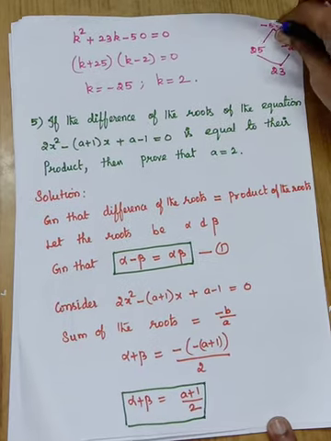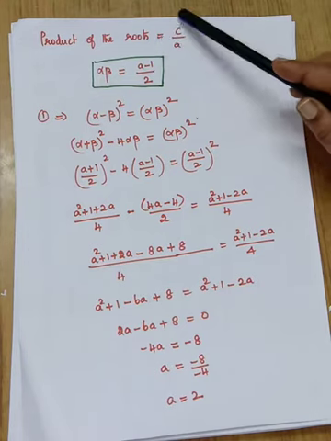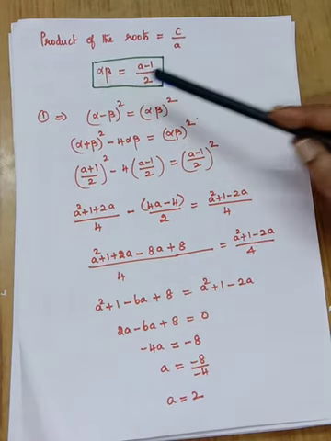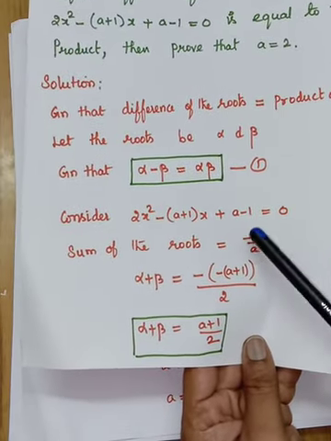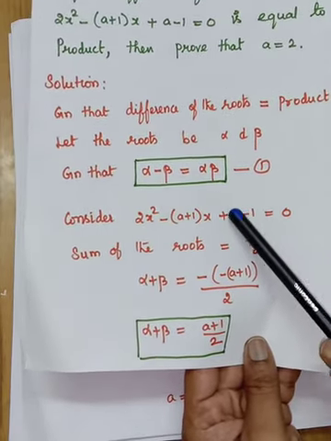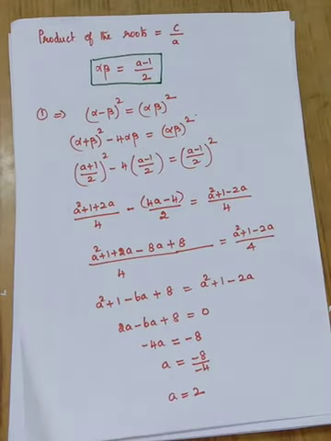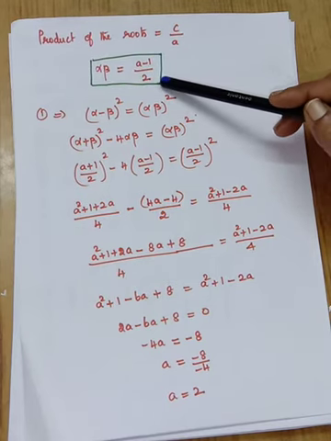Next you are going to take the product of the roots. What is the product of the roots? The formula is c by a. So here alpha into beta. What is c for this equation? In this equation your c is the constant, that is a minus 1. And what is a? It is 2. So when you substitute here, alpha beta is equal to (a minus 1) by 2.